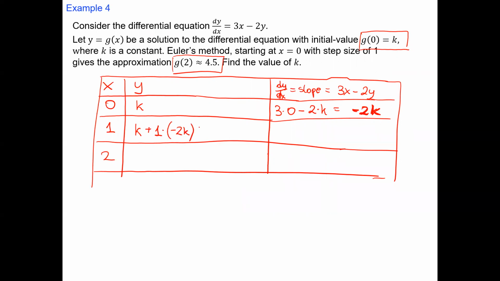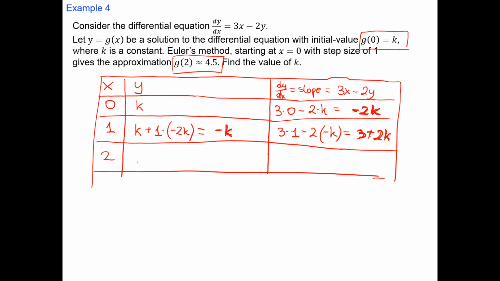Okay, we remember from previous exercise. And this will give me k minus 2k, negative k. Okay, and then again, the slope will be 3 times x, which is 1, minus 2 times the y value, which is negative k in this case. 3 plus 2k. That's the slope, the new slope, when x is 1. And then one more.